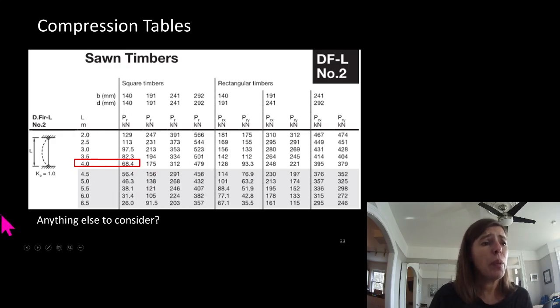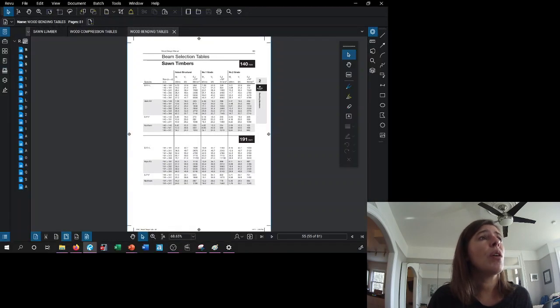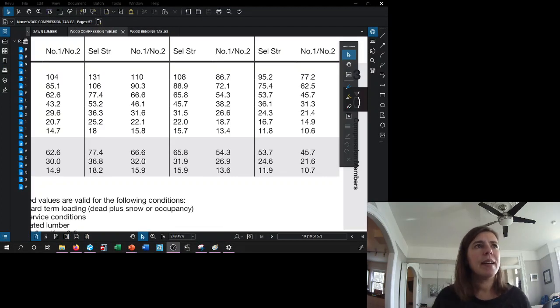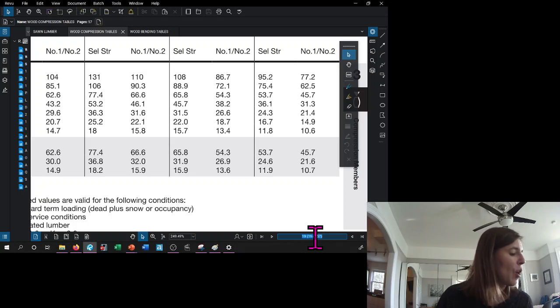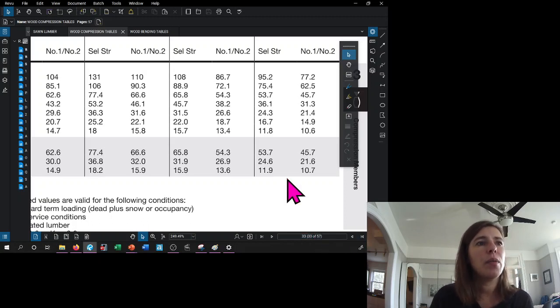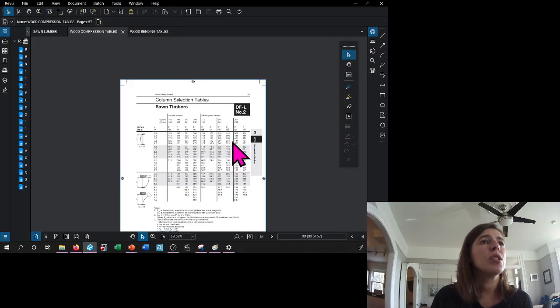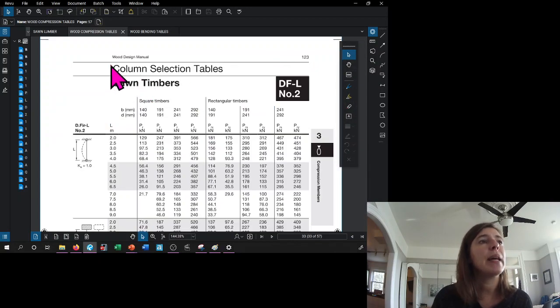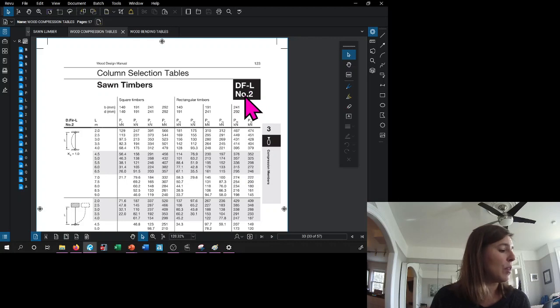So, if we go to our song, sorry about that, the recording feature froze, so there was an abrupt stop for you guys. As I was saying, if we go to the wood compression tables for all of the different compressive elements, I already know it's page 33. So let's jump around. You'd want to scroll through and find this, but column selection tables, sawn lumber, Douglas fir number 2. That is exactly the things they talked about in the question.